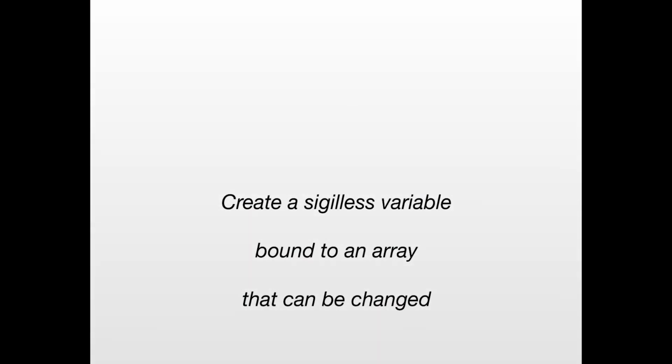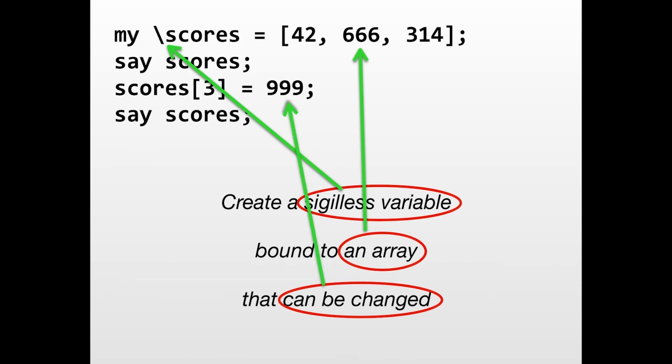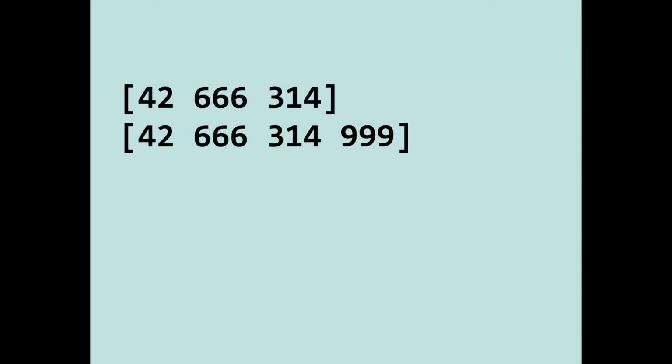So if we want to create a sigilless variable bound to an array, and that array, of course, can be changed, it looks like this. Just use the backslash sigil again and make sure that we have an array pointing to it. You can use the square brackets, the circumfix square bracket operator to actually create an array in Raku. And we can change it, as we can see there. So how does that look? It basically added another element, number 3, with the value 99.